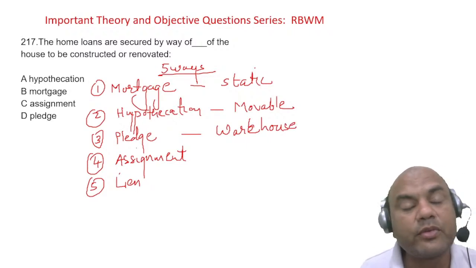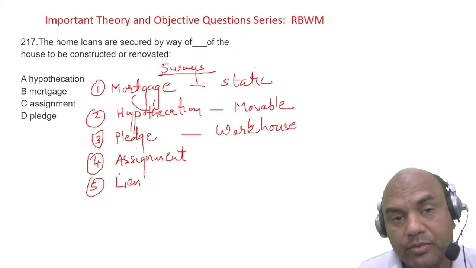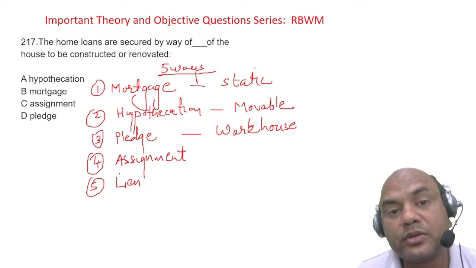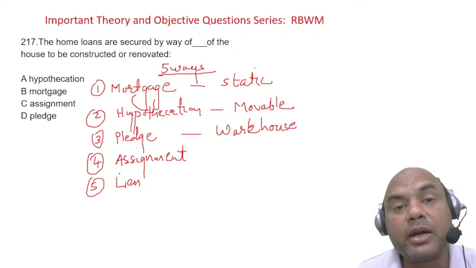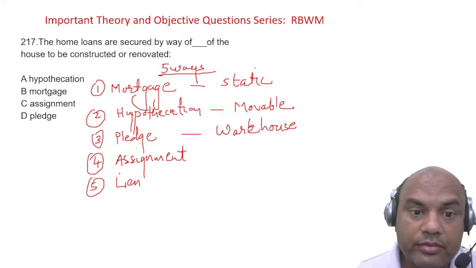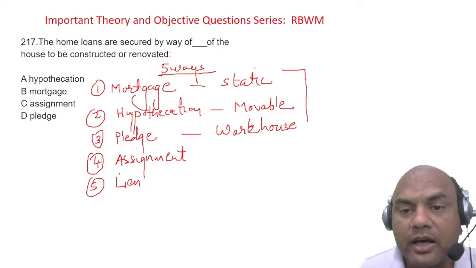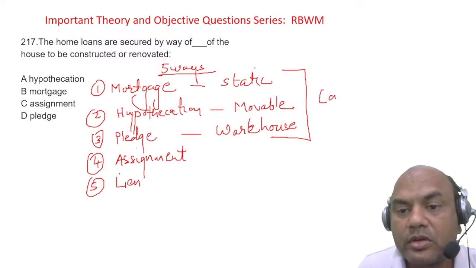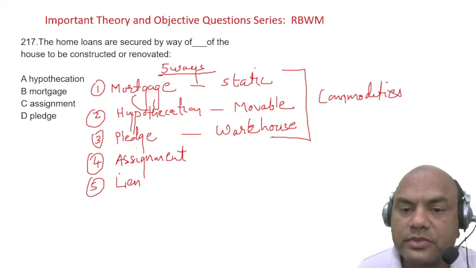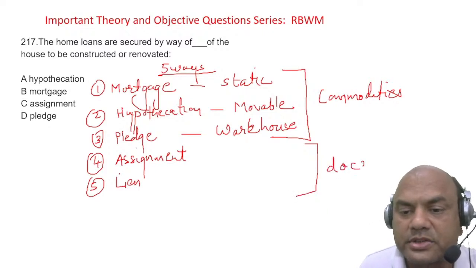So generally it is done for warehouse, because what happens in pledge? You keep the material in the godown, government godown. You bring the receipt of that godown, and based on that receipt, bank gives you the loan. If you want to get the material from that godown, you have to pay the proportionate amount of the loan. Then you get back that much material. So these all 3 are for commodities. These 2 are for documents.